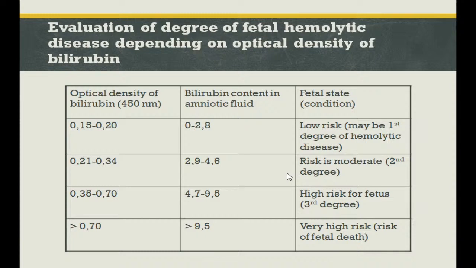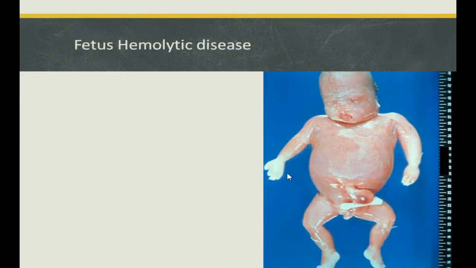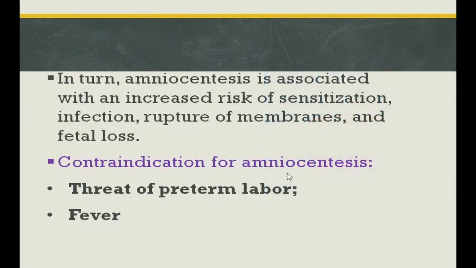In the United States, they perform cesarean section at 24 weeks for such a patient. The fetus is delivered in a tertiary hospital so that there is a possibility for resuscitation of this baby and further management, because it is a very deeply preterm baby. Here are features of fetal hemolytic disease: hydrops fetalis, hyperbilirubinemia, by the way, followed with hypersplenomegaly. In turn, amniocentesis is associated with an increased risk of sensitization, infection, rupture of membranes, and fetal loss.